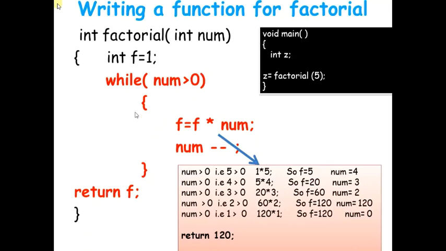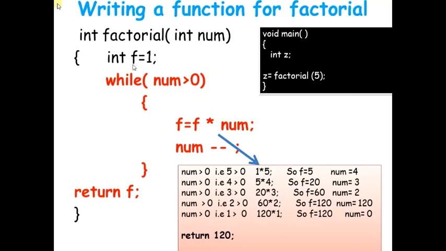So what is factorial of 5? Factorial of 5 is 5 into 4 into 3 into 2 into 1. If you see over here, 5 into 4 into 3 into 2 into 1. I can also write it as 1 into 2 into 3 into 4 into 5. So there are different ways. In this way, it is given as 5 into 4 into 3 into 2 into 1. Let's see how it's done.